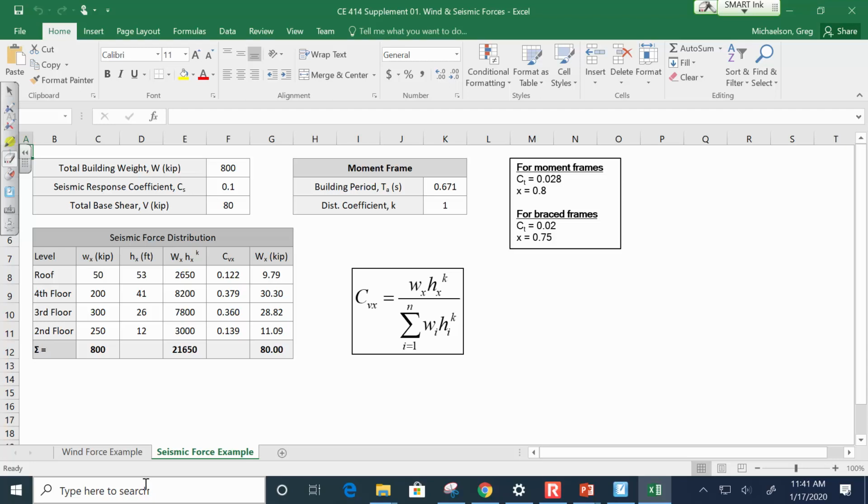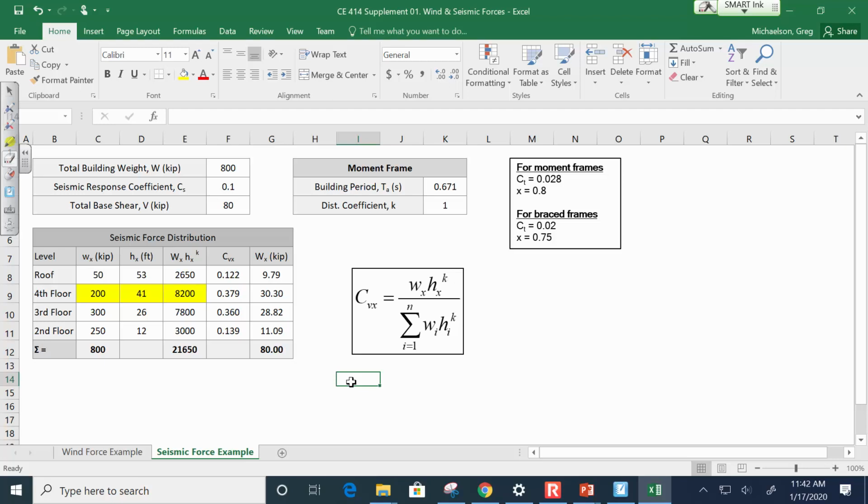If you look at the seismic force, here I've got the total building weight and the seismic response coefficient, so it's a total base shear of 80 kips. For the moment frame, this is what we got for our building period. It was 0.671 seconds. So because of that, our distribution coefficient was 1. Sound good? Now, I want to pay attention right now to these numbers, because that's what we just did. We got a story weight of 200 kips and a height of 41 feet, so that term is 8,200. That was simple, right?